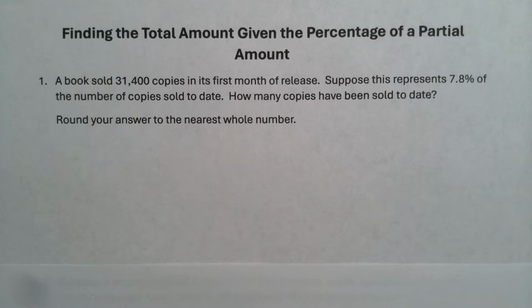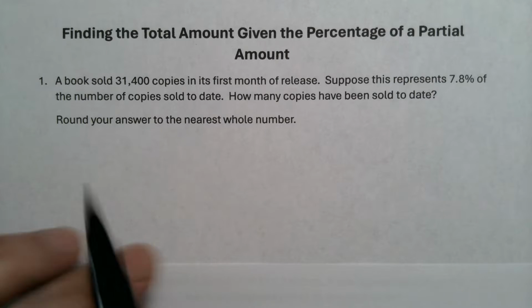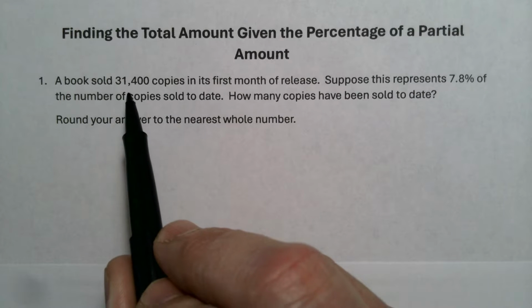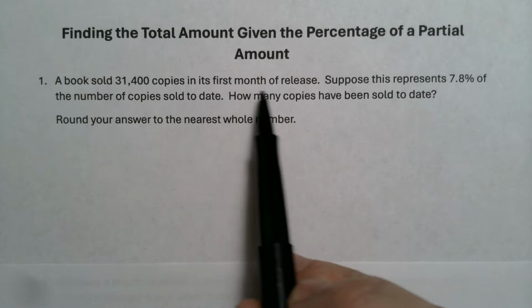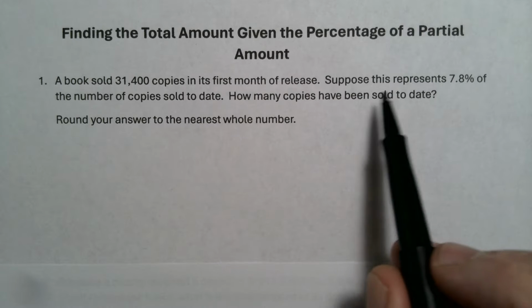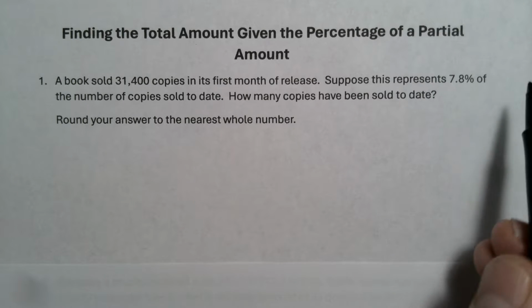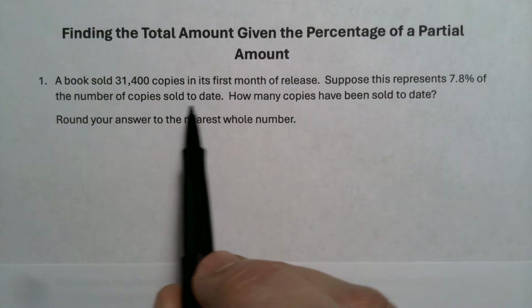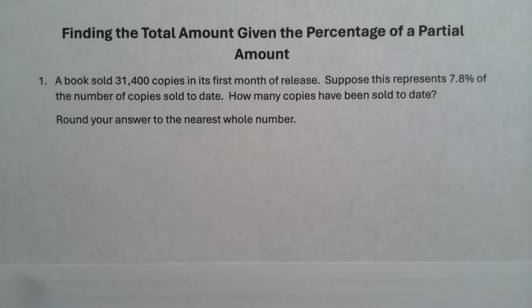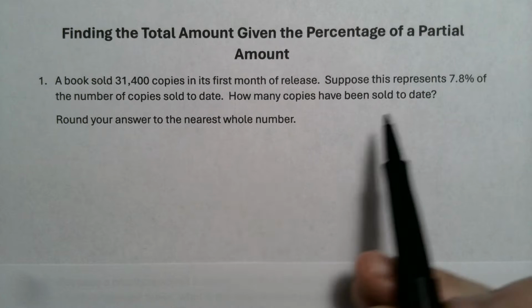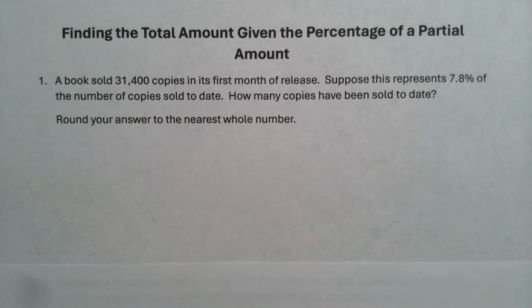In this video, we will be finding the total amount given the percentage of a partial amount. Okay, so in our first problem, we have a book that sold 31,400 copies in its first month of release. Suppose this represents 7.8% of the number of copies sold today, so in current time. How many copies have been sold today? Round your answer to the nearest whole number.